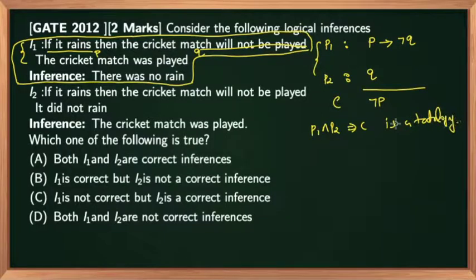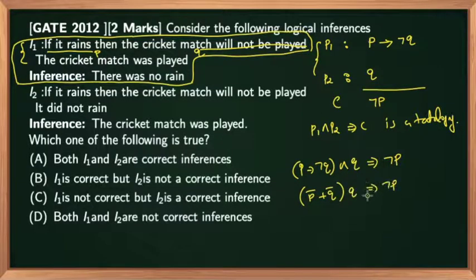Okay, so I have P implies not Q and P2, that is Q, implies not P. Right, P implies not Q is P bar plus Q bar, and Q implies not P, that's equal to P bar Q implies not P.